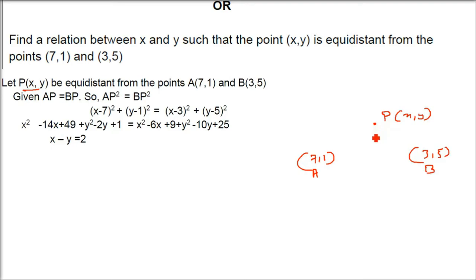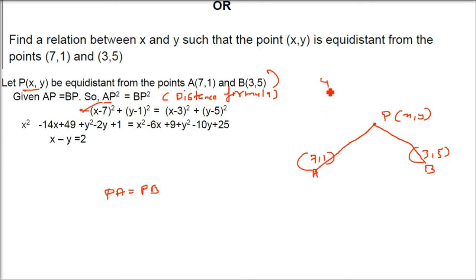Now equidistant means PA is equal to PB. The distance of P from point A is equal to the distance of point P from B. So PA equals PB is given. Now we will use the distance formula. You need to properly write the distance formula first. In a mathematics question, we always first write what is given, what has to be found out, and what assumptions we have made.